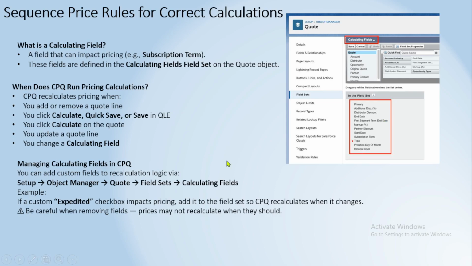Like I have just added the expedite checkbox, expedited. So I need to add this field here. So every time there is any change, CPQ will re-evaluate. On the re-evaluation, CPQ will use this field also. Clear?